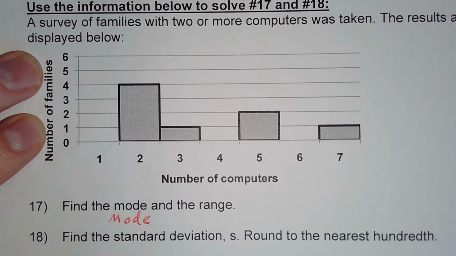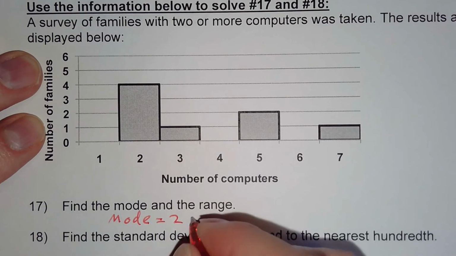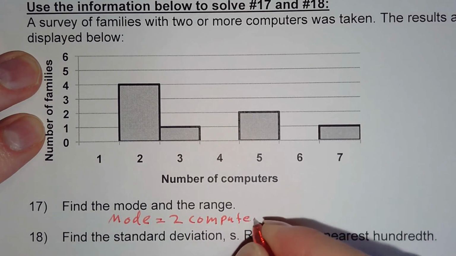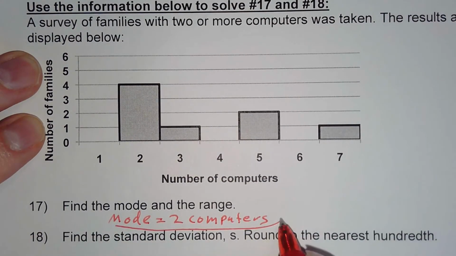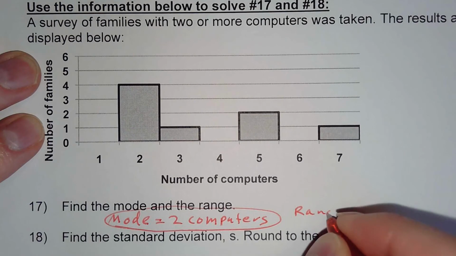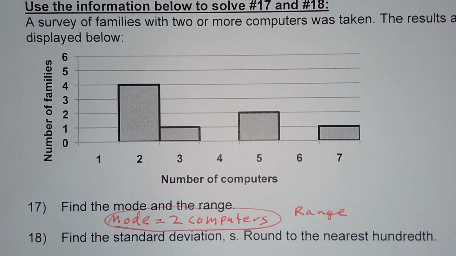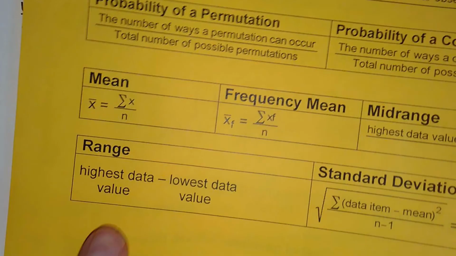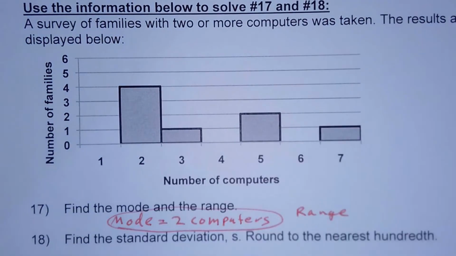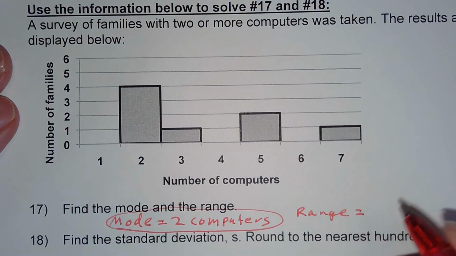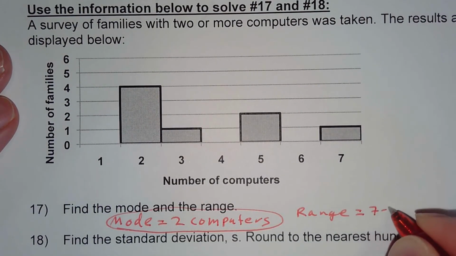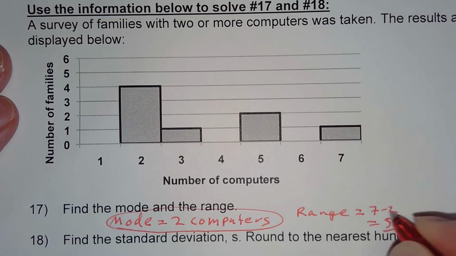Because again, you got to go back to your data. And then the range, that's the largest value minus the smallest value. So again, just remember that's on your formula sheet here. Well, largest data value is 7, smallest is 2, so I'm going to take 7 minus 2. That's going to give me 5 for the range.